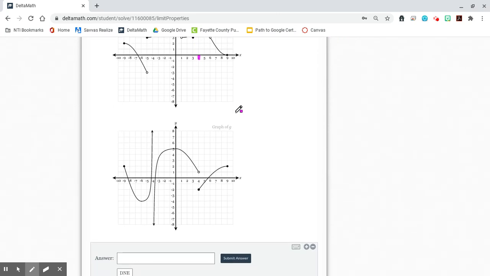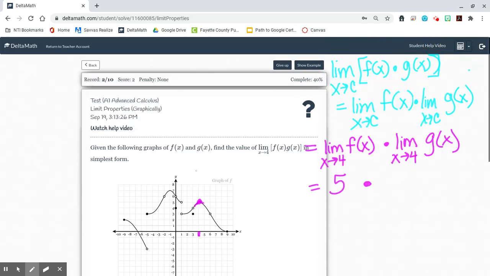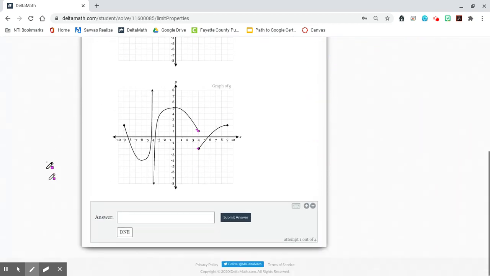The limit as x approaches 4 of g, oh my goodness, it doesn't exist. Well, 5 times something that does not exist, overall itself does not exist. So we will select does not exist and then submit our answer.